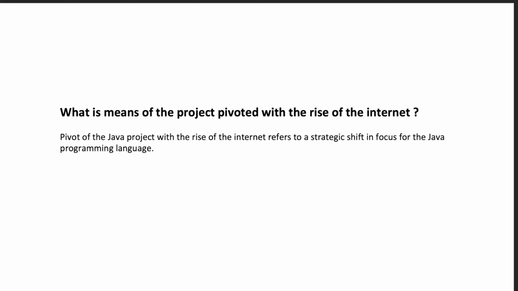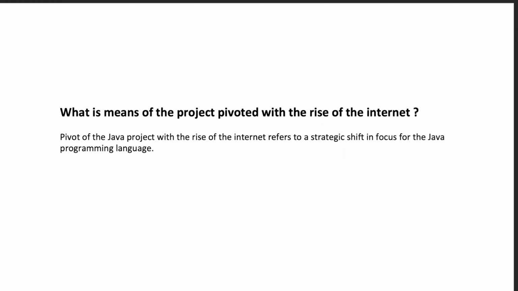The pivot of the Java project with the rise of the internet refers to a strategic shift in focus for the Java programming language. Initially conceived for consumer electronics and embedded systems, Java's direction changed as the internet began to gain prominence. The team at Sun Microsystems recognized the emerging potential of the internet and realized that Java could play a crucial role in this evolving landscape.